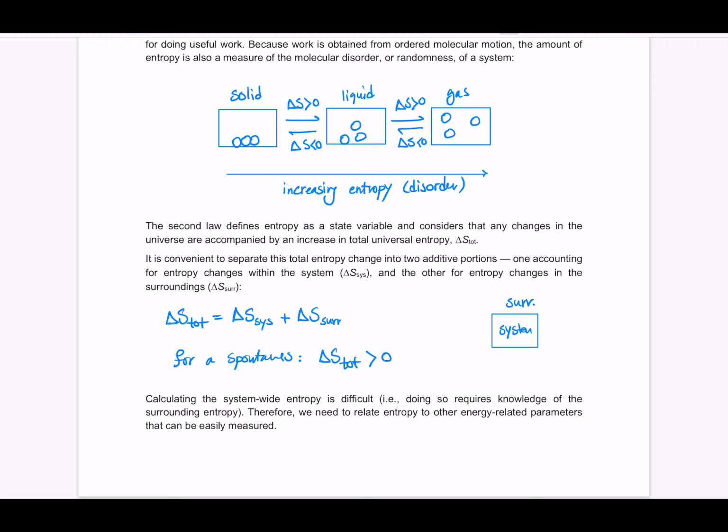I guess it was either a homework question or an exam question: for a spontaneous system, can we have a negative delta S of the system? It seems we could, but the entropy of the universe always has to increase.